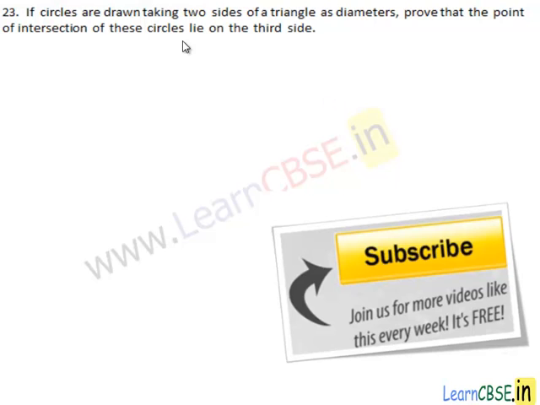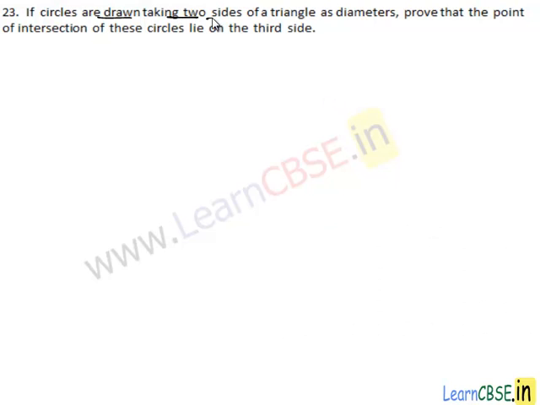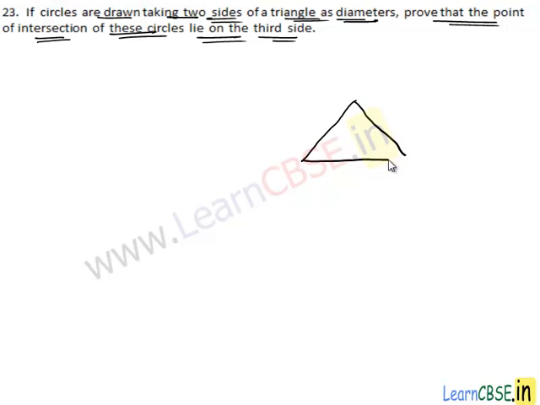Let's move to the next question. Here, if two circles are drawn taking two sides of a triangle as diameter, we have to prove that the point of intersection of these circles lies on the third side. That means we are given a triangle. By taking any two sides, circles are drawn. Let this be a circle, and here the diameters of these circles are the sides, and we have to prove that the point of intersection of these two circles lies on the third side.